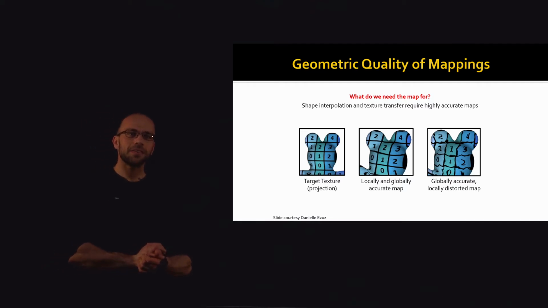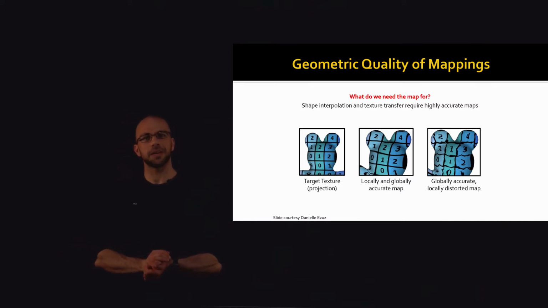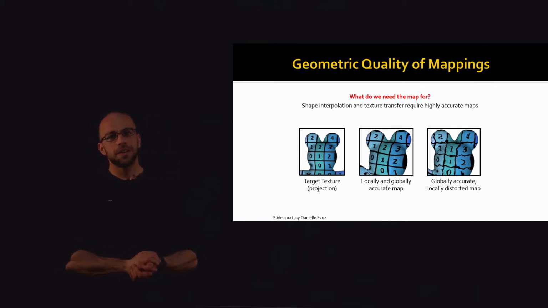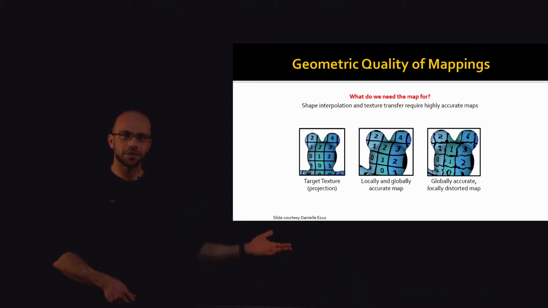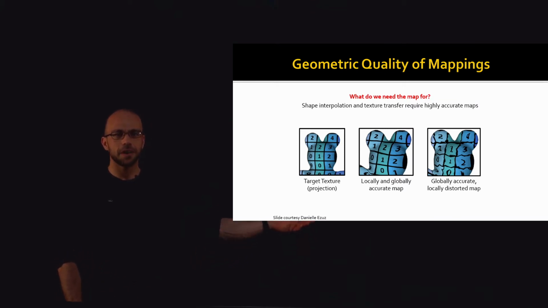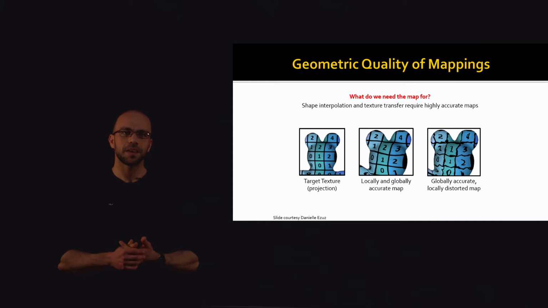Now, here's some interesting terminology that Danielle introduced, and I think it is a nice way to think about this mapping problem. Basically, what we've done is taken the texture on the left and transferred it to the same model twice, but with two different maps. In the middle image, what we see is a globally and locally accurate map. What Danielle means by that is that locally it's preserving features and looks smooth, and globally it's aligning the big pieces of the surface. For example, you can see that the ears are mapped to one another in a nice, clear way.